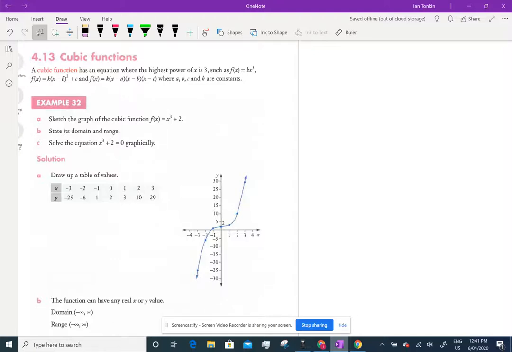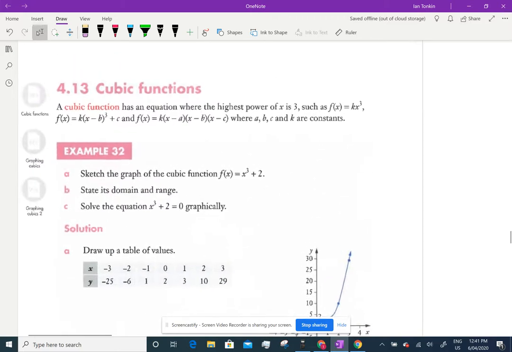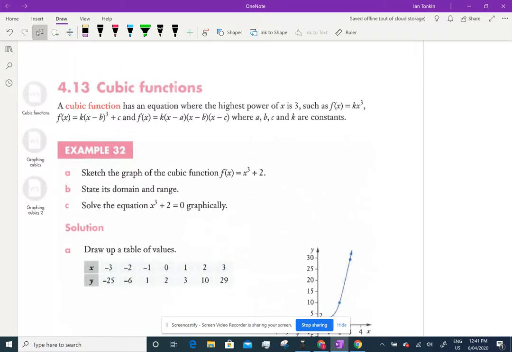Okay, year 11. I'm about to make a Screencastify video on the cubic function, which is 4.13, the next exercise that we're meant to be covering. Now, we're going to do transformations of functions in a lot more depth later on, but this is our first look at it.